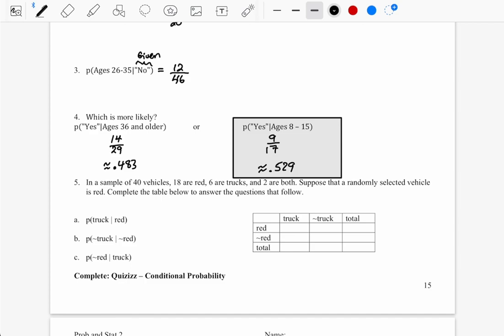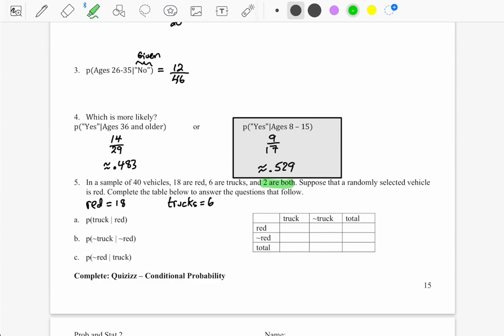Now, the last question here involves making a table. They give you the words, and you have to make it a table so you can answer the question. In a sample of 40 vehicles, 18 are red. So red is 18. 6 are trucks. And 2 are both. That tells me that there are 2 vehicles that have been accounted for in both the red category and the truck category, so I have to subtract that off, because it didn't say that the 18 are red but not trucks. They said that they're just red.